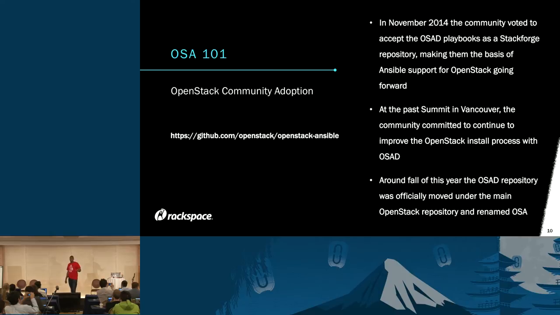Then at the Vancouver Summit, the community decided they wanted to take it to the next level, and continued improving OSAD to make it as easy as possible to deploy OpenStack. Then very late this year, around fall, the OSAD repository was moved out of StackForge and into the OpenStack repository, and rebranded as OSA. So the things we were pulling down are coming right out of the OpenStack repository. They're not in StackForge anymore; they are now officially part of OpenStack. That's the link where you can get to the playbooks on GitHub.